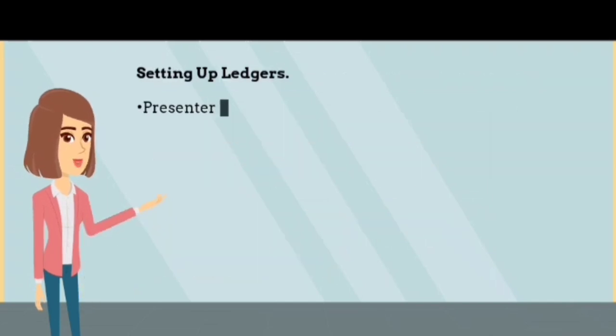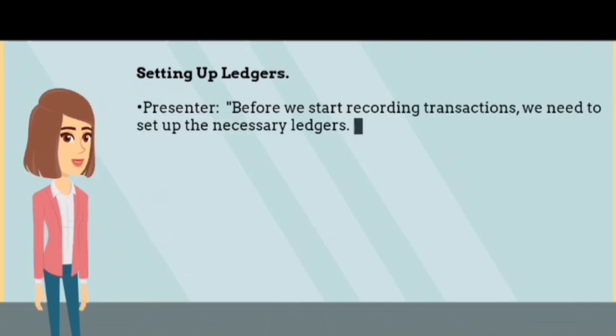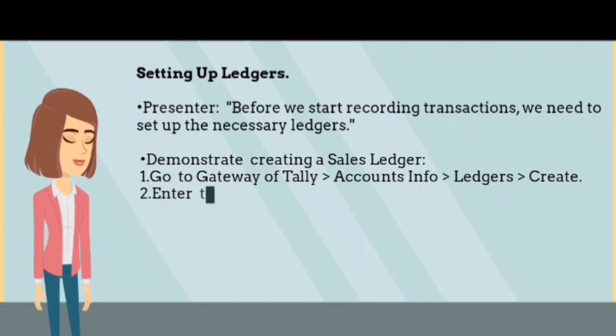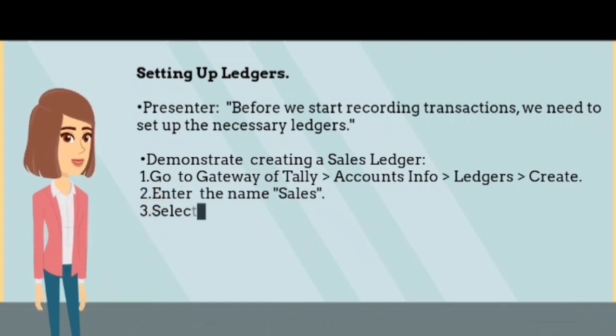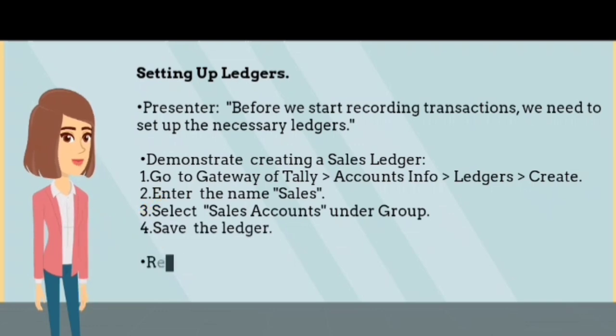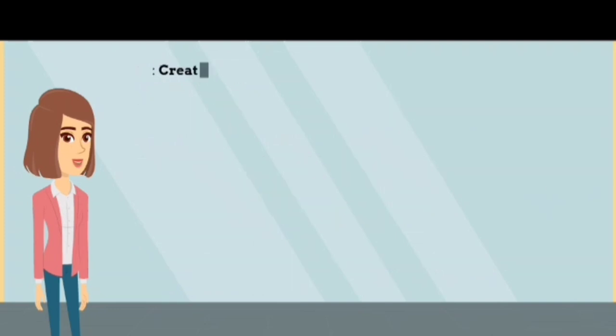Setting up ledgers. Before we start recording transactions, we need to set up the necessary ledgers. Let's demonstrate creating a sales ledger. 1. Go to Gateway of Tally, Accounts Info, Ledgers, Create. 2. Enter the name Sales. 3. Select Sales Accounts under Group. 4. Save the ledger. Repeat the process to create a purchase ledger under Purchase Accounts.